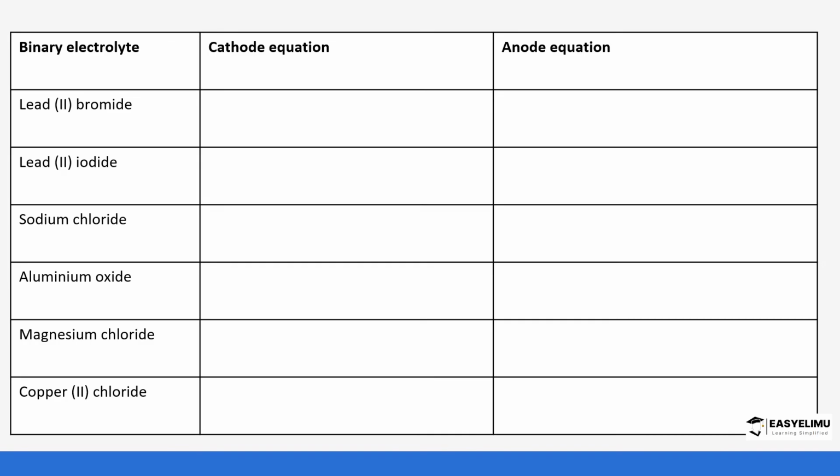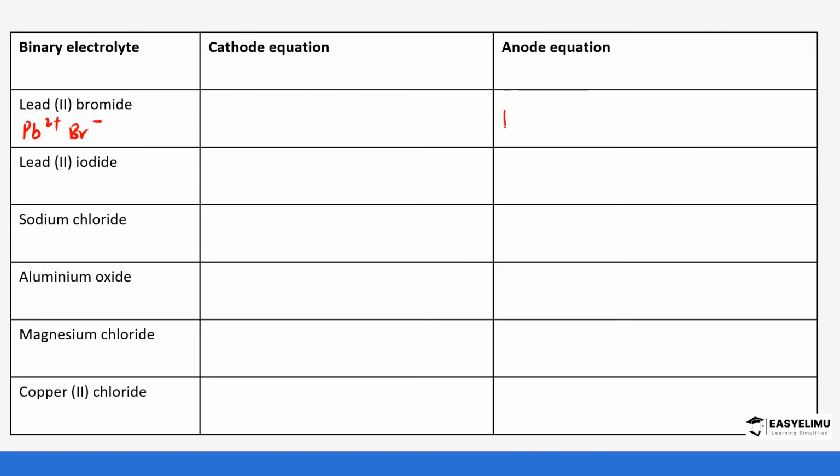And you notice I always start with the anode equation because the anode equation helps you to know how many electrons are being lost. These are the electrons that travel to the cathode to be gained. So when you look at the binary electrolyte, we are going to break it down into its ions. So we have the lead ions and we have the bromide ions. So at the anode, the bromide ions are attracted to the anode because they are negatively charged. They migrate to the anode, while the lead ions migrate to the cathode.